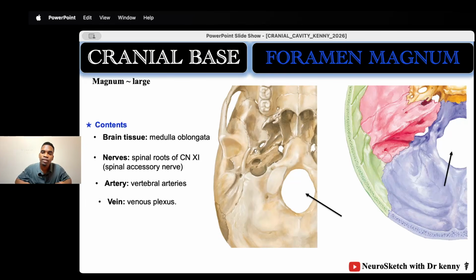But if you are coming from the spinal cord, all the way up, once you hit the lower margin of the foramen magnum, we change the name from the spinal cord into the medulla oblongata because these two things are in continuation with one another. What are the other structures that are passing through the foramen magnum? That's going to be your spinal accessory, the spinal root of cranial nerve number 11.